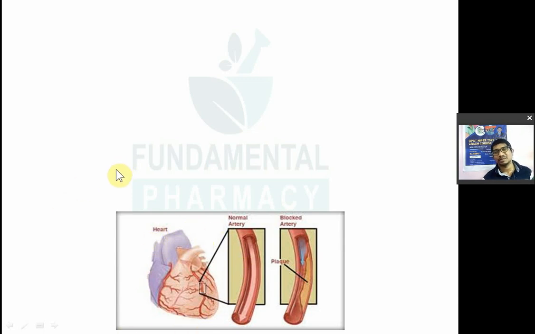There are different types of angina. There are different causes of angina. One of the most important causes is the blockage of the coronary artery, or arteriosclerotic plaque. That is the most common cause. There are other reasons also.